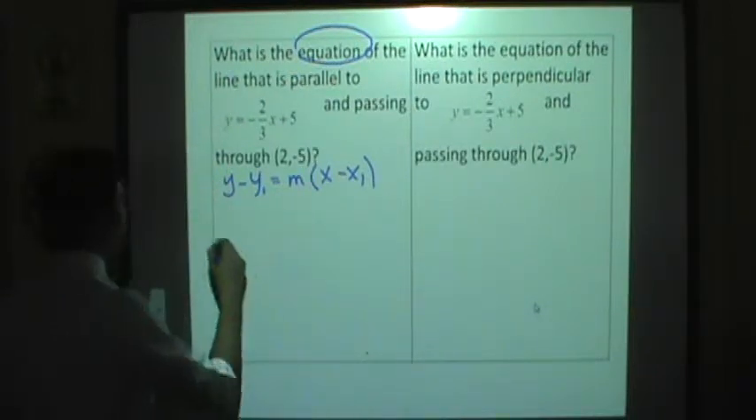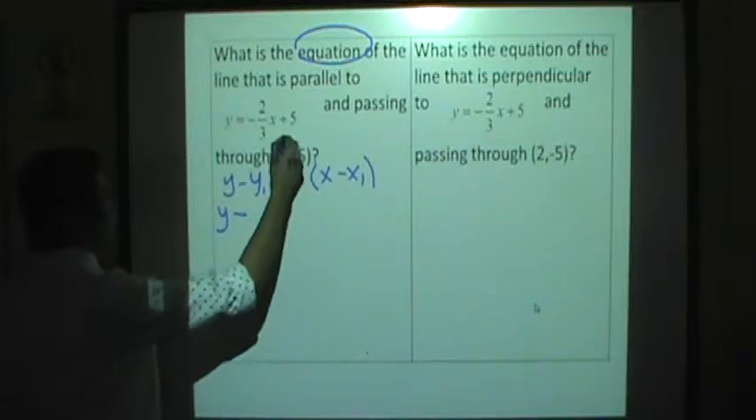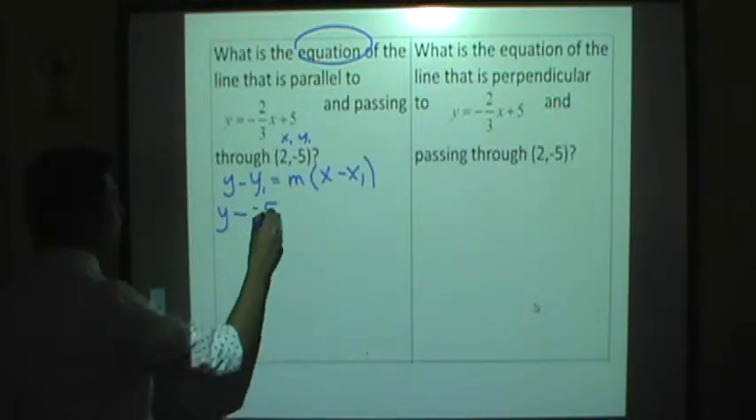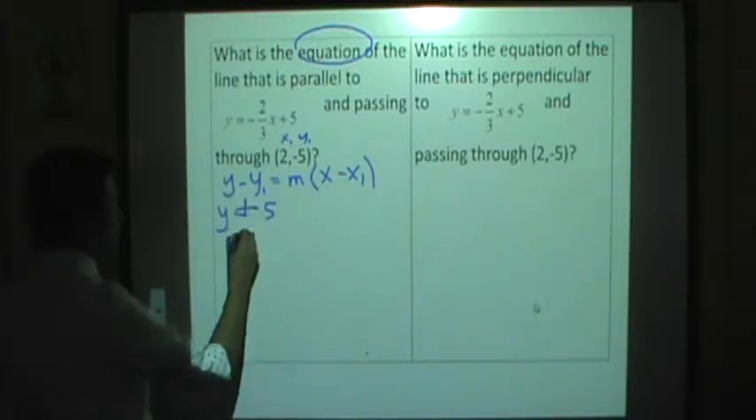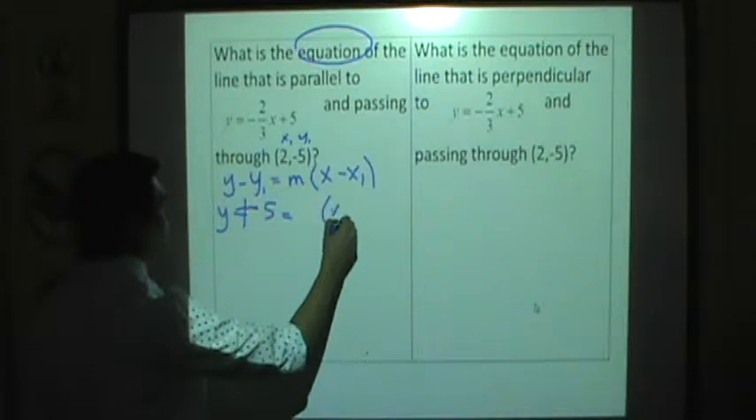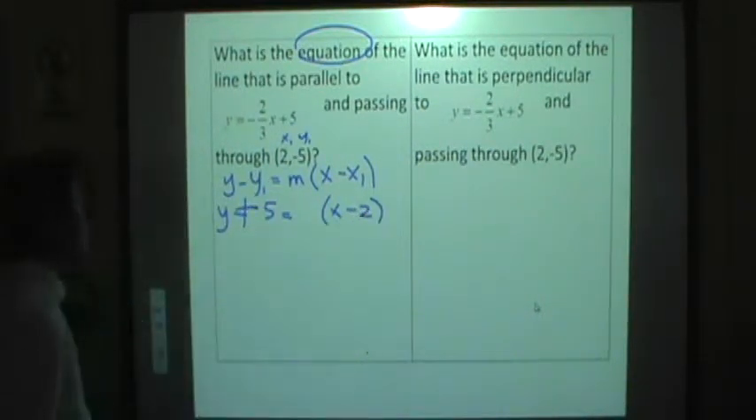Here we have y minus y1. Again, label x1, y1. Your y1 is -5. Again, negative will make it positive, equals. Do we have the slope? Oh no, we don't have the slope. But do we have x1? Minus x1 is 2. Now, here's the problem. We don't have the slope.